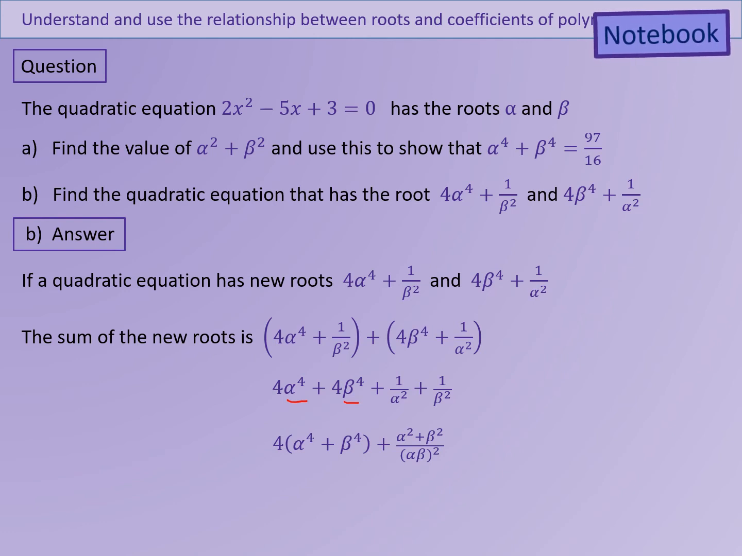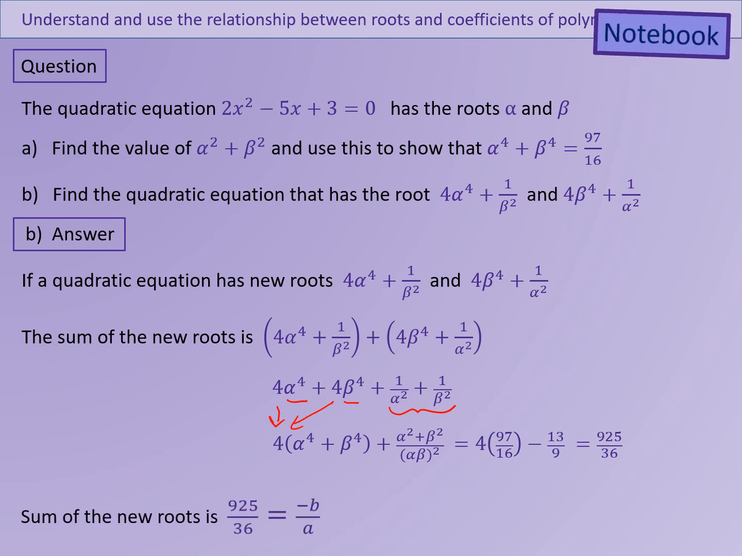So I can take out a factor of 4 here, and I've grouped together just like the previous examples so that we have the same denominator, so that we can add those two fractions together. And then we can substitute in because we already know each of these values. And that gives us an answer of 925 over 36.